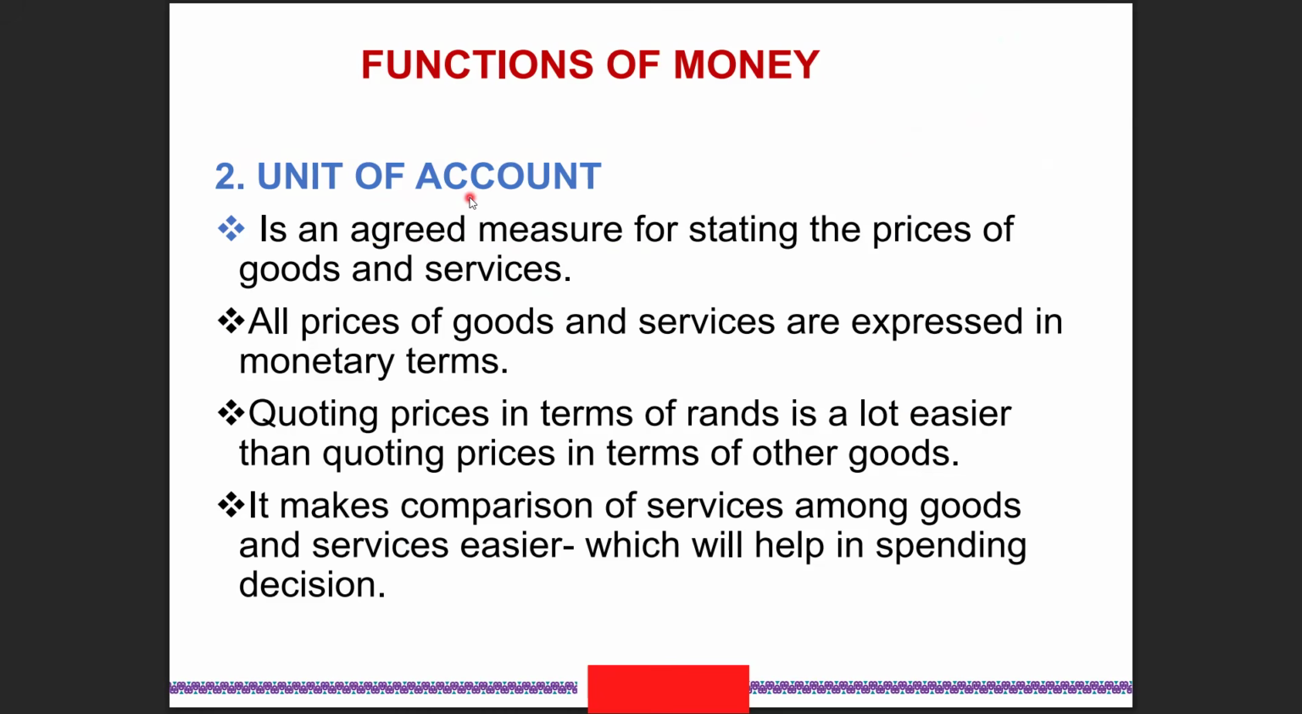So using money as a unit of account function, basically the definition is that it's an agreed measure for stating the price of goods and services, right? It's been agreed on by the market forces. So this makes it easy to quote prices and also to compare prices, to compare goods. Then in the barter system, where you are just trading a good for a good, it's difficult to quote and also to compare those goods.